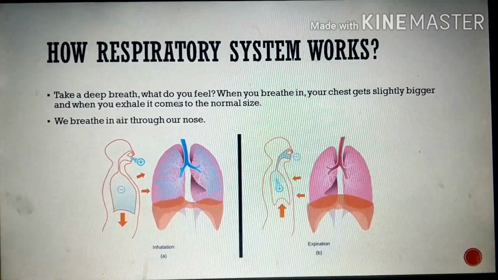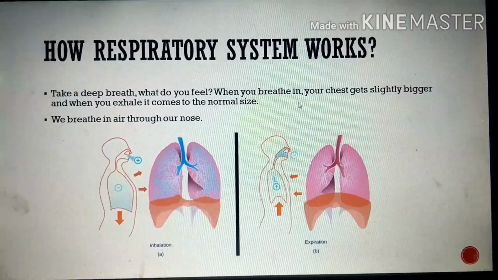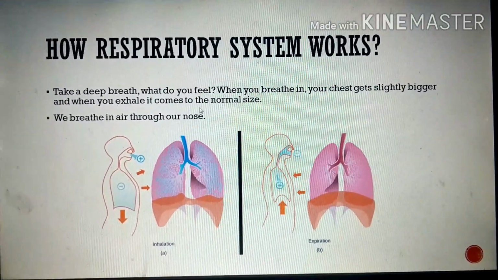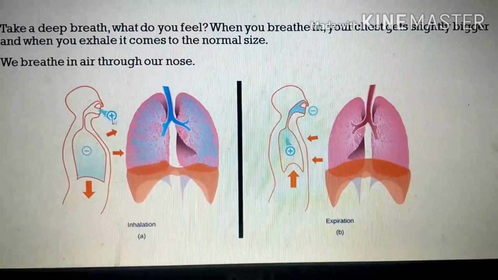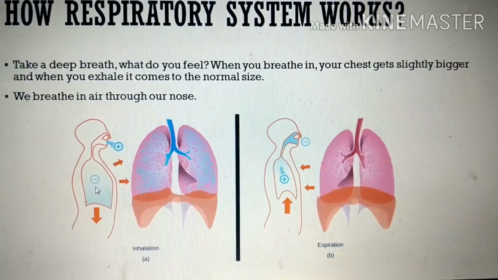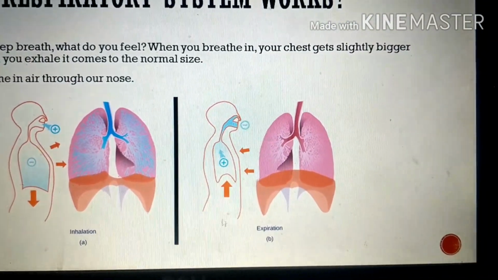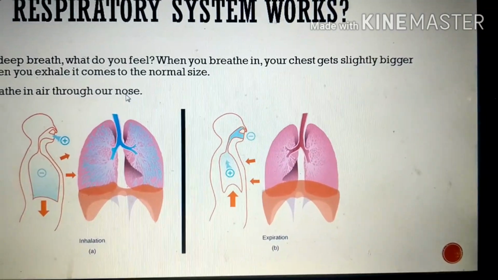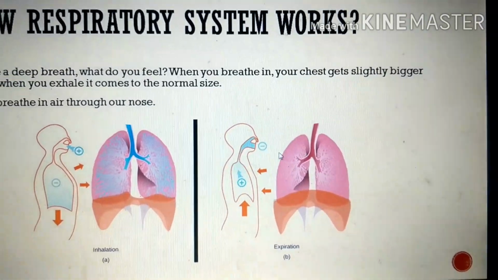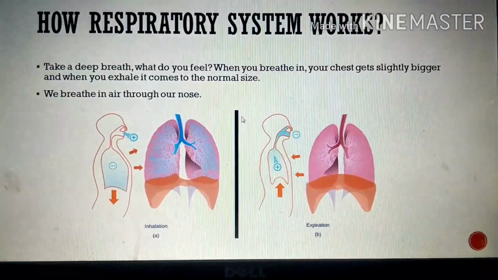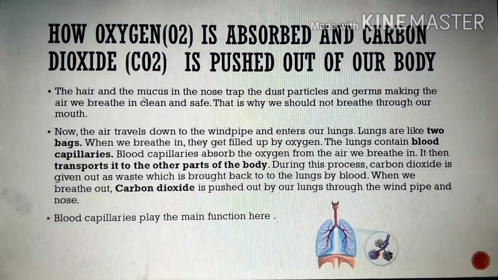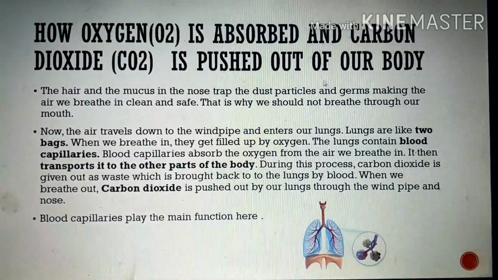Take a deep breath. What do you feel? When you breathe in, your chest gets slightly bigger, and when you exhale, it comes to the normal size. See here, you are inhaling the oxygen. That's why your chest gets slightly bigger. And in the exhalation process, what happens? Your chest comes to the normal size and you breathe out CO2, that is carbon dioxide. So here is how oxygen or O2 is absorbed and carbon dioxide, that is CO2, is pushed out of your body.